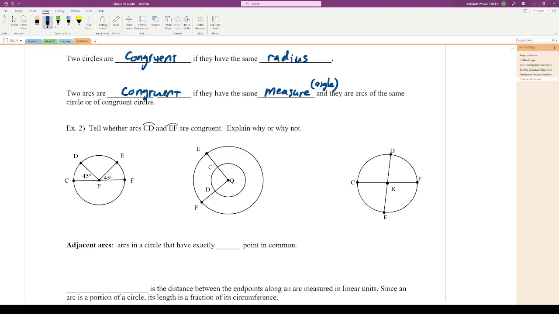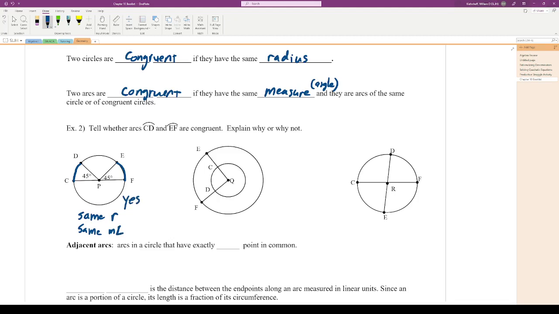So it says, tell whether arcs CD and EF are congruent. Explain why or why not. CD goes from here to here, and EF goes from here to here. They belong to the same circle, so they have the same radius, and they have the same angle measure. That means they are congruent arcs.